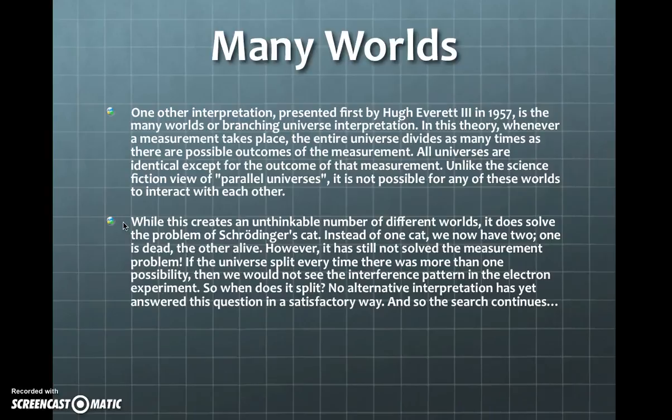Unlike the science fiction view of parallel universes, it is not possible for any of these worlds to actually interact. So not entangled in the way we saw in entanglement theory, because entanglement theory is looking at particles within a universe. This is universes parallel with each other that don't interact. So you can't use little wormholes to move from one to the next. While this creates an unthinkable number of different worlds, it does solve the problem of Schrodinger's cat. Instead of one cat, we can have two, one dead and the other alive, simply living in different universes.